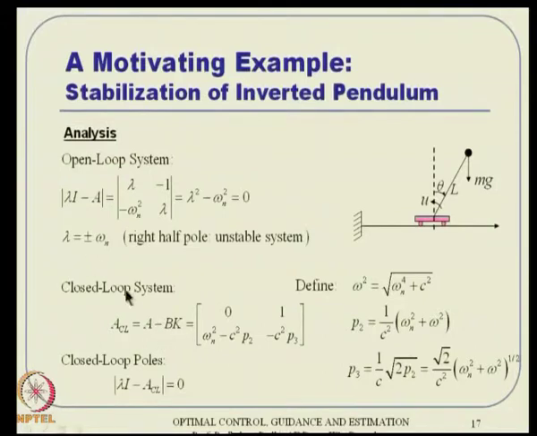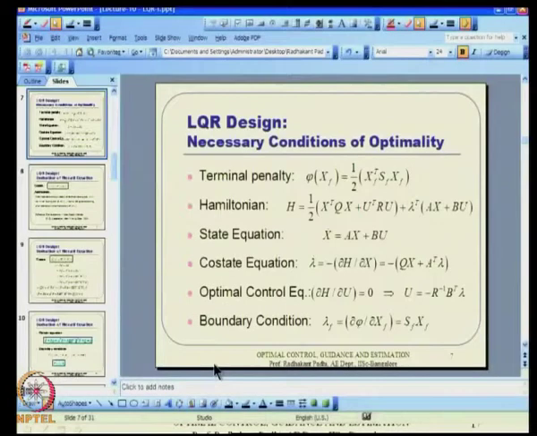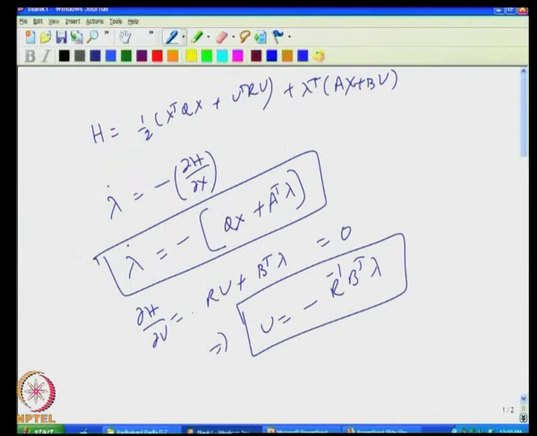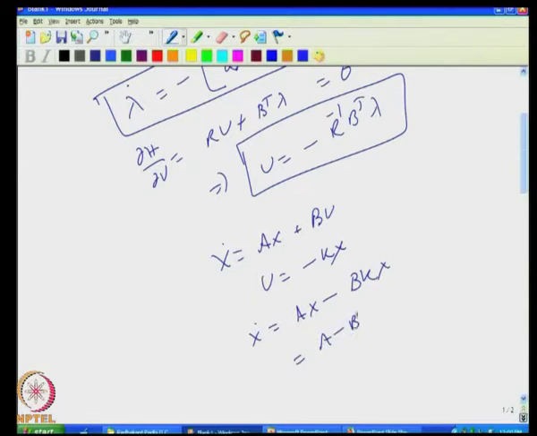That means we are talking about closed loop system dynamics, and closed loop system dynamics is very easy to see. Once you have x dot equal to Ax plus Bu, and u equal to minus Kx, if you put that together, then x dot happens to be Ax minus BKx. So, it is nothing but (A minus BK) into x.